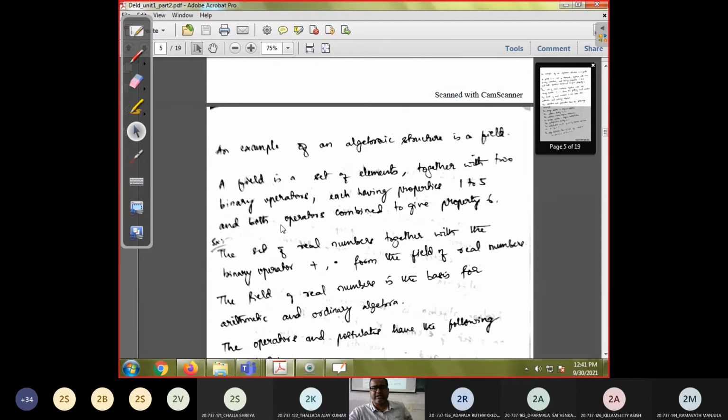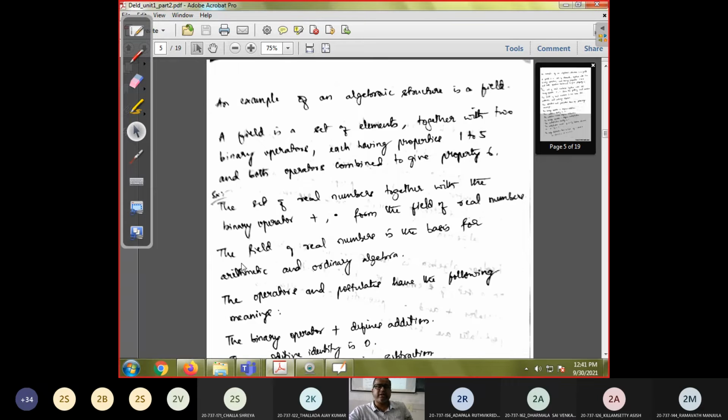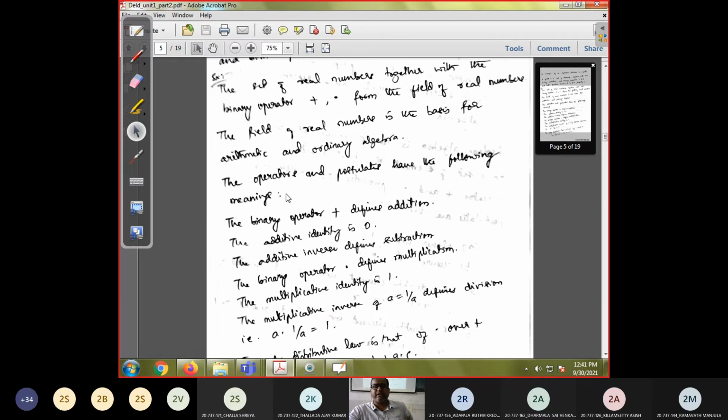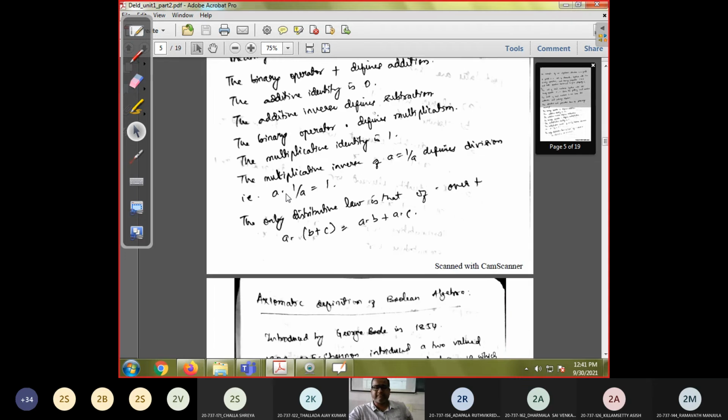Now the set of real numbers together with the binary operators plus and dot refers to the field of real numbers. Similarly, the field of real numbers is the basis for arithmetic and ordinary algebra. So this is some mathematics. Now let us go into the actual discussion.